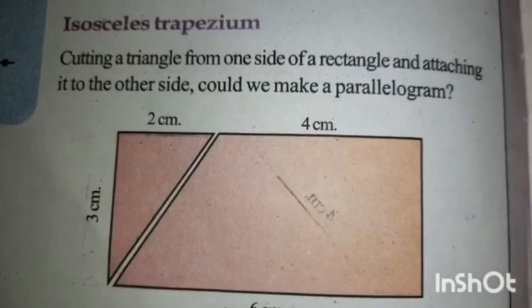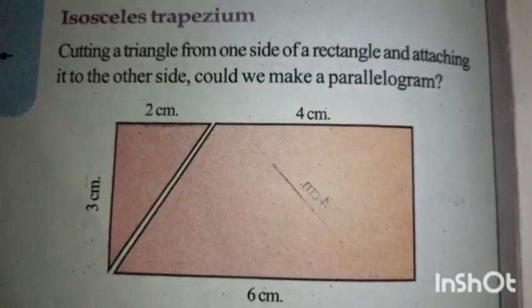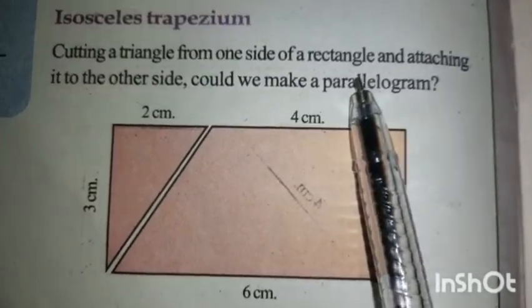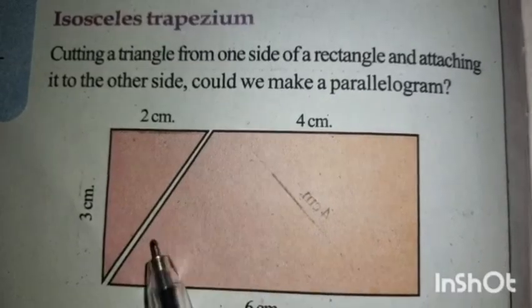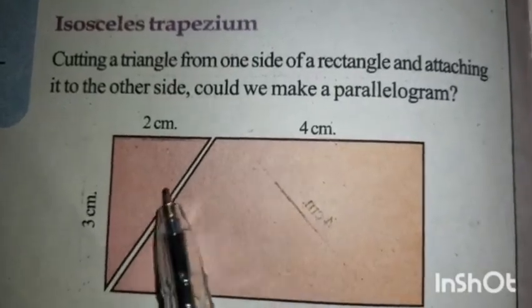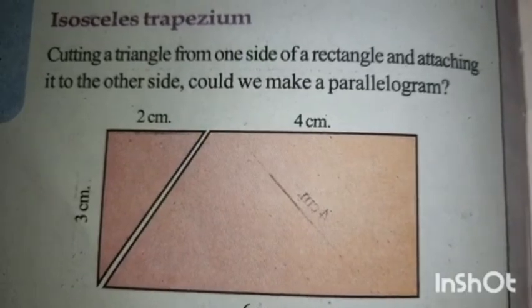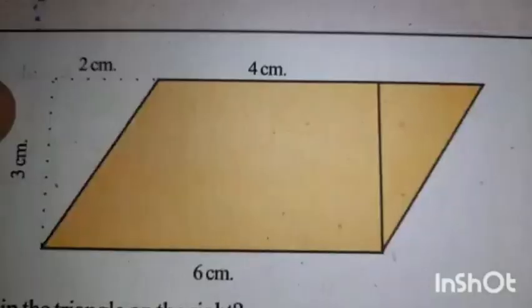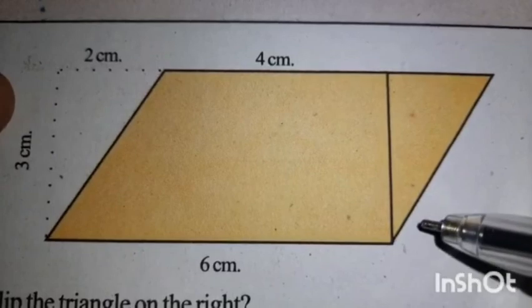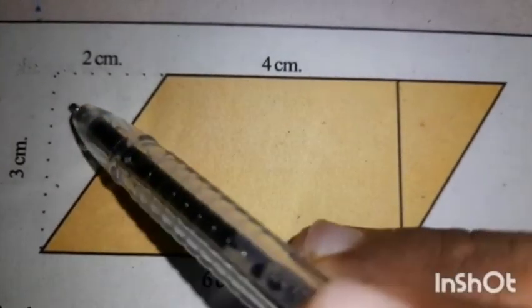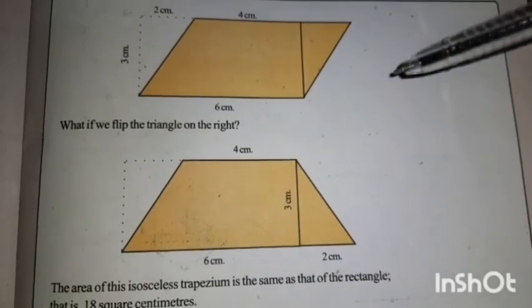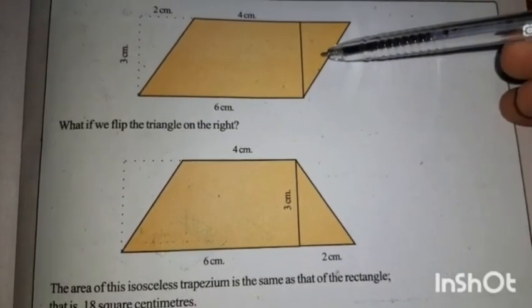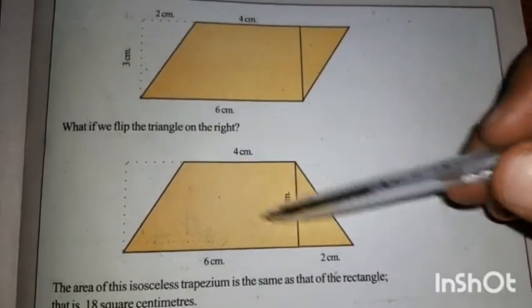of these trapeziums. Cutting a triangle from one side of a rectangle and attaching it to the other side. Okay, we are cutting a triangle from one side of a rectangle and we make a parallelogram. We got a parallelogram by shifting this triangle to this side. If we flip the triangle on the right, the shape we are getting is like this.